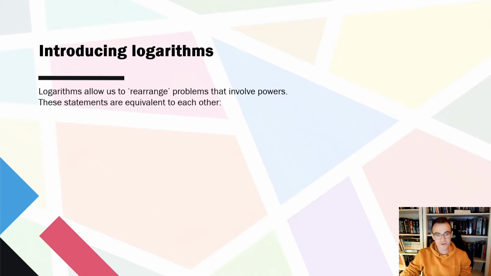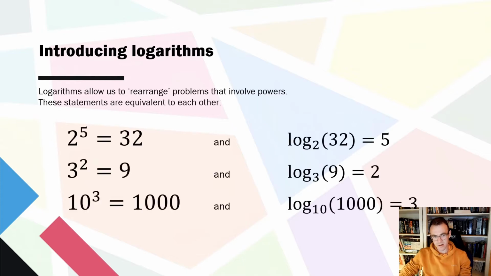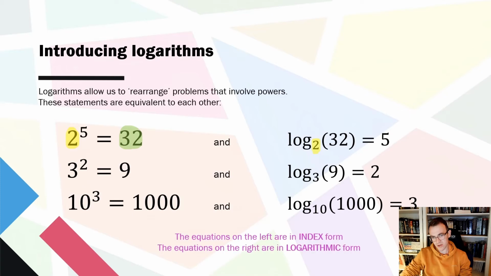So we're introducing logarithms now, and what they allow us to do is rearrange problems that involve powers. Let's have a look at a few examples. Earlier we had the statement 2 to the 5 is 32. We can write that as log base 2 of 32 is 5. Notice the positions of all the numbers here. Notice where the 32's gone, and notice again the position of the 5. The main thing to notice is the consistency; that always happens with these cases.